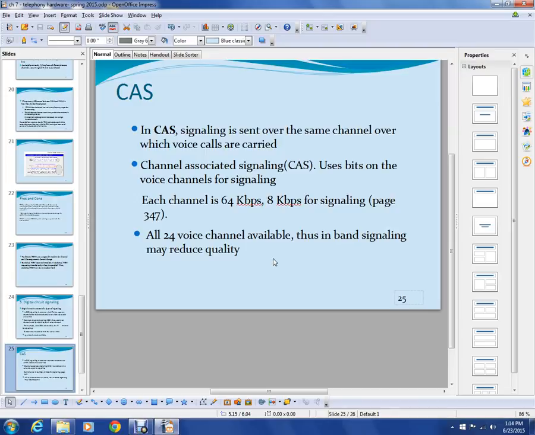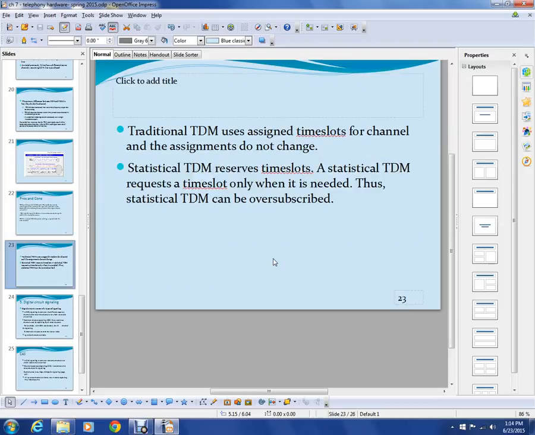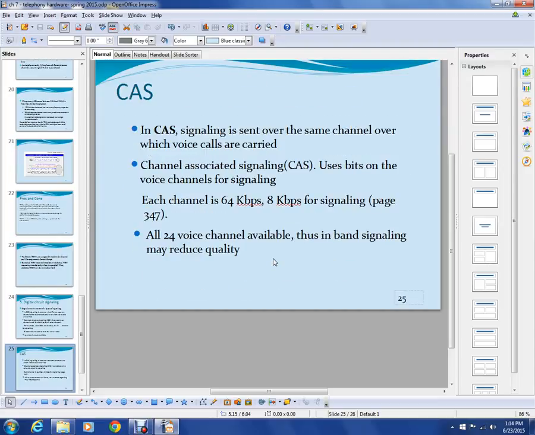Okay, I reference this on page 347 in more detail. In CAS there are 24 voice channels available, compared to CCS. They only have 23 voice channels available because the other channel is used for signaling. So they separate it.